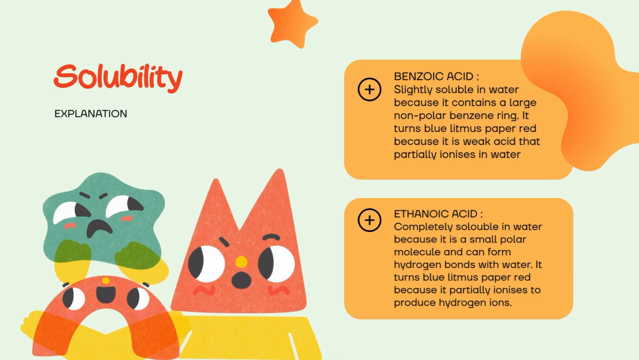Benzoic acid: slightly soluble in water because it contains a large nonpolar benzene ring. It turns blue litmus paper red because it is a weak acid that partially ionizes in water. Ethanoic acid: completely soluble in water because it is a small polar molecule and can form hydrogen bonds with water. It turns blue litmus paper red because it partially ionizes to produce hydrogen ions.